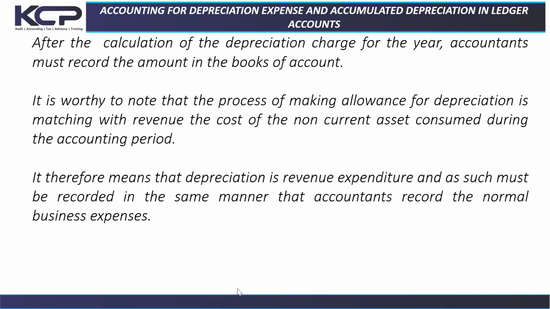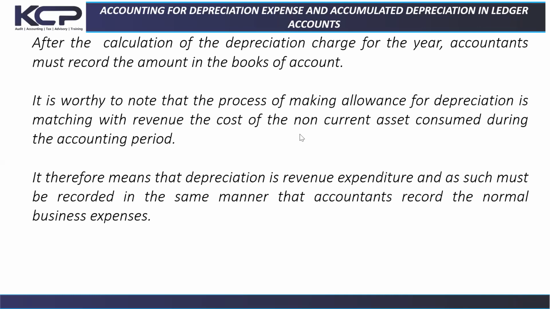Accounting for depreciation expense and accumulated depreciation in ledger accounts. After the calculation of the depreciation charge for the year, accountants must record the amount in the books of accounts. It is worthy to note that the process of making allowance for depreciation is matching with revenue the cost of the non-current asset consumed during the accounting period. It therefore means that depreciation is revenue expenditure, and as such must be recorded in the same manner that accountants record the normal business expenses.